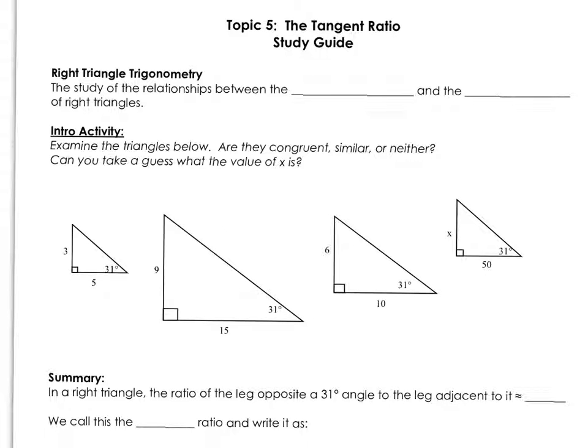So this pink packet is all about what's called trigonometry. This year in trigonometry, we're going to be studying right triangle trigonometry. That's the study of the relationships between the acute angles and sides of a right triangle. So you should write in acute angles and the sides of right triangles.